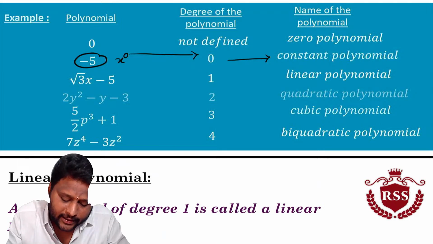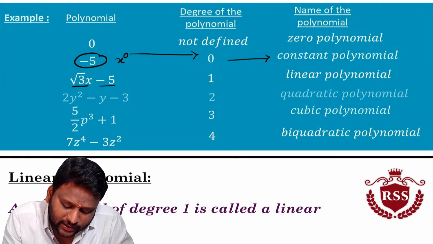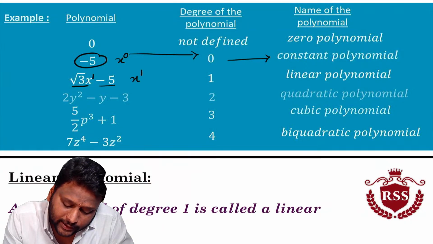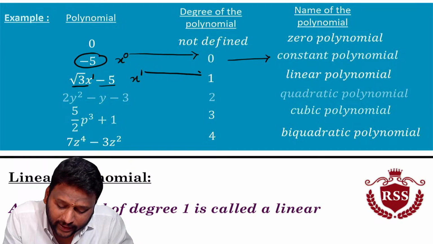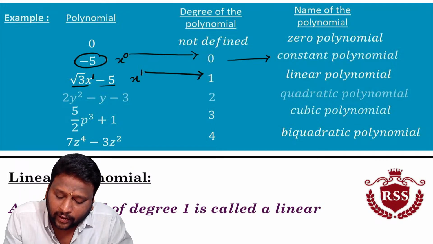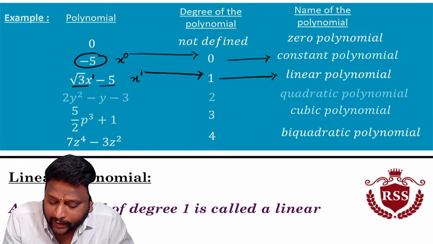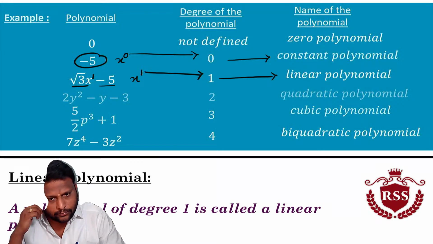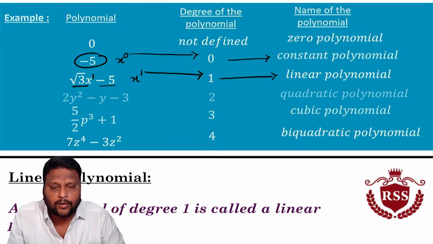Here it is root 3x minus 5, means x power 1. Degree is 1, then it is called a linear polynomial. Right?